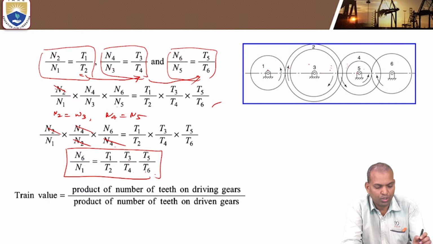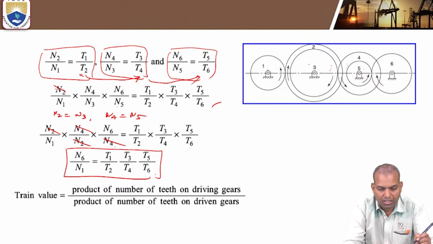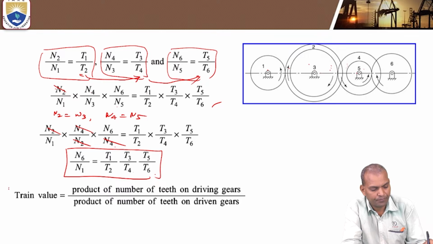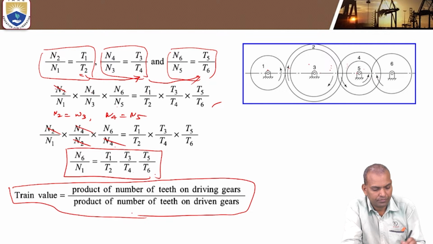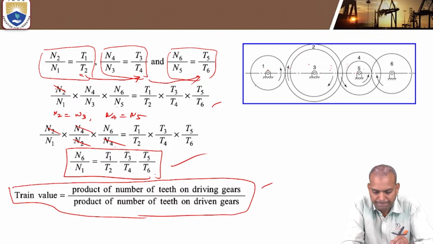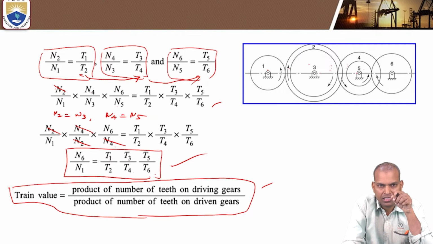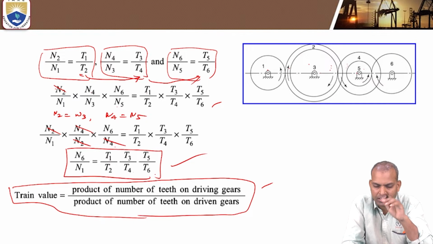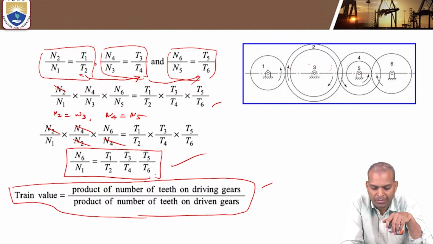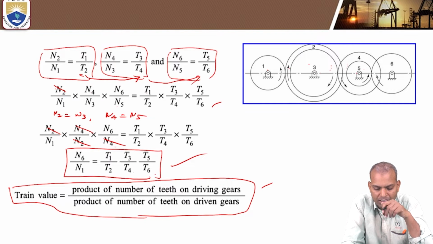That means the train value is the product of the number of teeth on the driving gears by the product of the number of teeth on the driven gears. So once again, what is the difference between a simple gear train and a compound gear train? In a simple gear train, each gear is mounted on a separate shaft. Whereas in a compound gear train, there are intermediate shafts, and on that intermediate shaft more than one gear is mounted. That is the main difference between simple and compound gear trains.